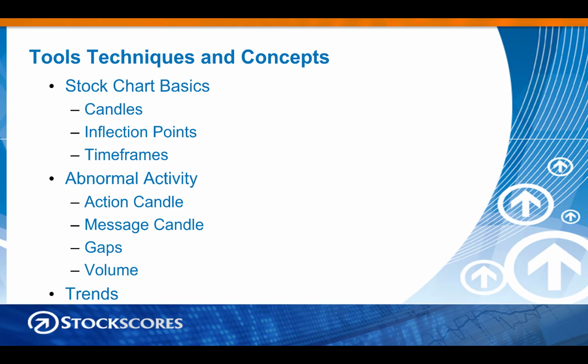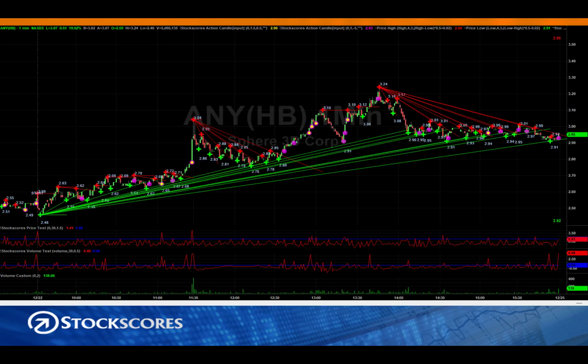Now let's talk about time frames quickly before we move on to some of the important indicators that we can add to our charts. So this is a 1 minute chart. That means each one of these candles represents 1 minute of trading. These are important when we're day trading liquid, actively traded stocks.